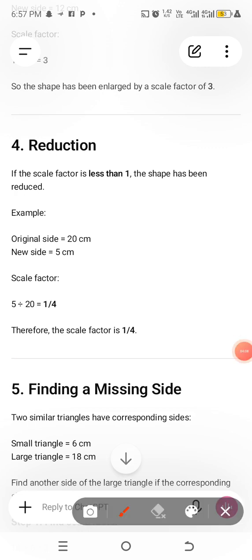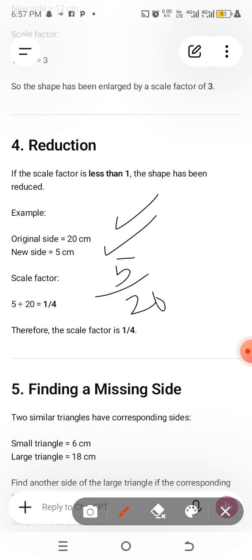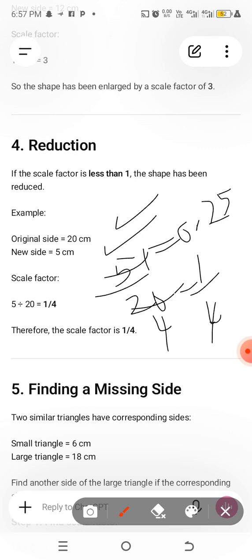Let's look at reduction. Now if the scale factor is less than 1, the shape has been reduced. Take for instance, if the original side is 20 centimeter and the new side is 5 centimeter, that will be new side over original side, 5/20. 5 into 5 is 1, 5 into 20 is 4, that will be 1/4. If you do the decimal, it is equal to 0.25, and 0.25 is less than 1, so the shape has been reduced. You understand?